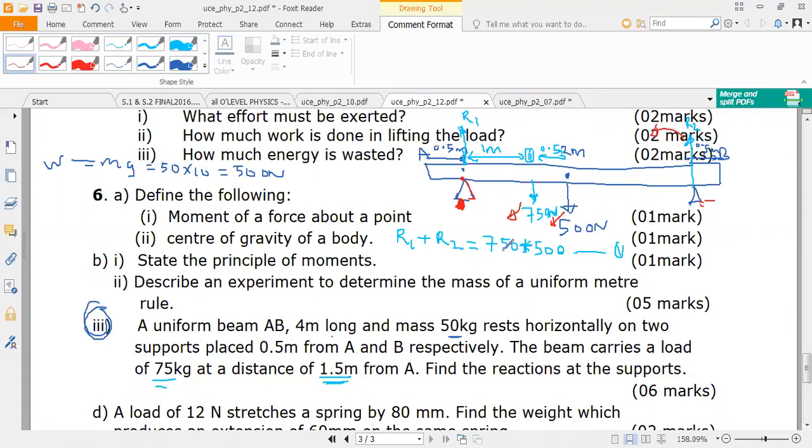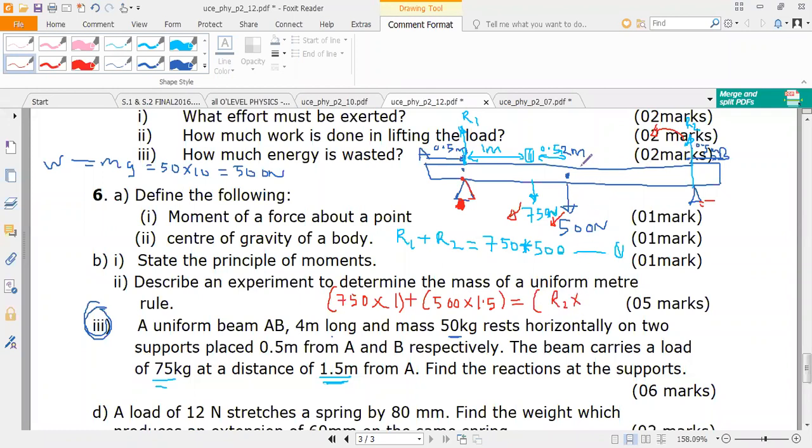For the clockwise moments, we have 750 times its distance from the pivot. 750 is at a distance of 1 meter from the pivot. We add it to another clockwise moment, which is the force of 500 times its distance from the pivot, which is 1.5 meters. This should be equivalent to the anti-clockwise one, which is caused by R2 times its distance from the turning point.